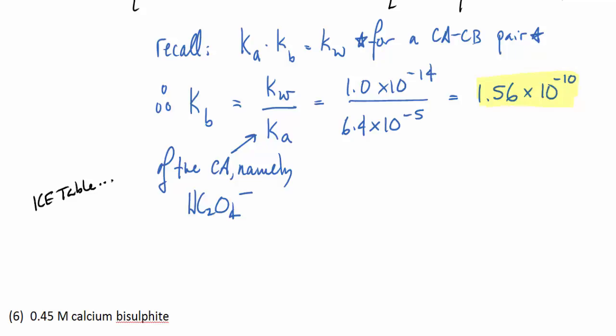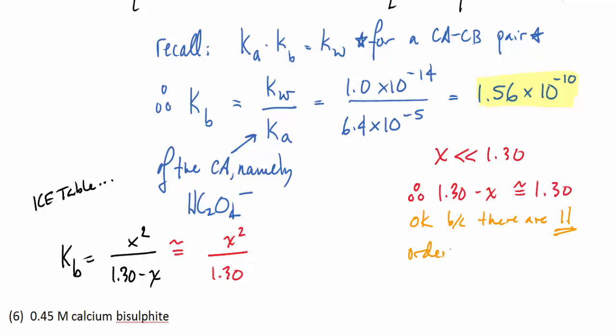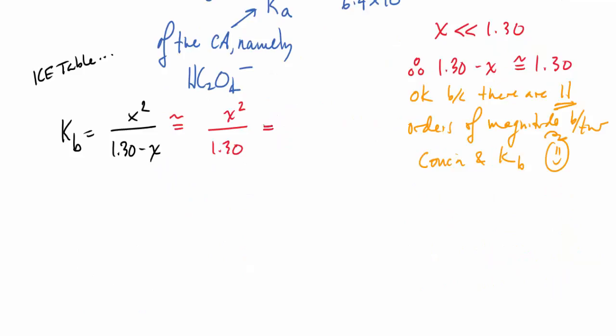So again, we'll have the ICE table. It's the same, just use your imagination if you like. And here we'll get x squared over 1.30 minus x. And in this case here, I would suggest that it's probably okay to use this simplifying assumption. X will be a lot smaller than 1.30, so that 1.30 minus x will just still be 1.30. The reason we're making that assertion is that there are 11 orders of magnitude between the concentration and the Kb. Remember, any more than 4 orders of magnitude between the concentration and the K value, and we're usually good to make this simplifying assumption. So there's 11 orders of magnitude here, so we'll be more than good.